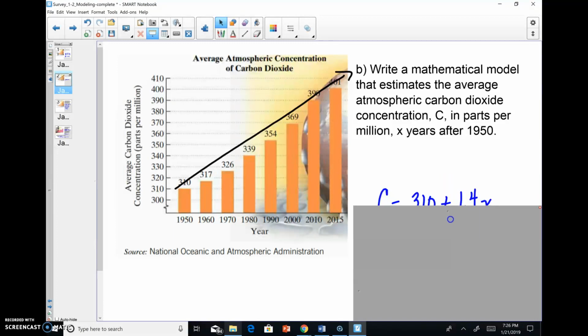All right, so we're going to say that the concentration is equal to 310, what we started with in 1950, plus every year after that, I add 1.4 parts per million. So in 1951, I'd add 1.4. 1952, I take 1.4 times 2 and add that to the 310. So in general, it's 310 plus 1.4x. All right, so we've got our model. Now the value of this is that it allows us to make predictions.